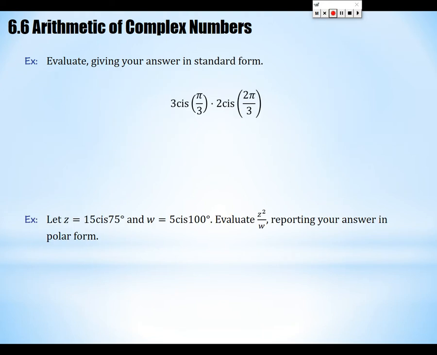All right, well, practice these two. I'll call 2 people up. Just use this. Now we're also doing some division too. See how this goes. Make sure you pay attention to the instructions. It says give it in standard form on the first one. On the second one it says leave it in polar form. Okay? Give me what it says.